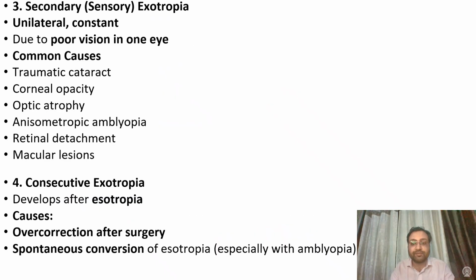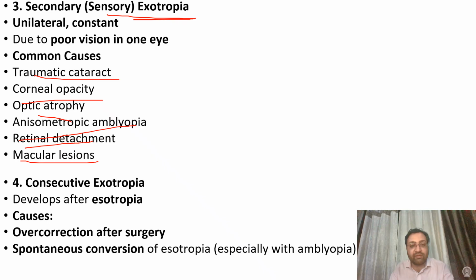Alright. Now coming on to the secondary or sensory exotropia. Here we have already seen sensory esotropia. There were the causes in which the vision is poor in one eye. So here it can be due to traumatic cataract, opacity, optic atrophy, anisometropic amblyopia, retinal detachment, or a macular lesion.